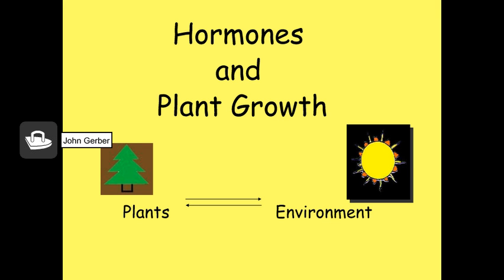If we're going to understand exactly how plants are affected by the environment and cause developmental and growth changes, we need to understand hormones. Hormones generally control plant growth and development by affecting the division, the elongation, and differentiation of particular cells. Plant hormones are produced in very low concentrations, but a small amount can have a profound effect on the growth and development of a plant.